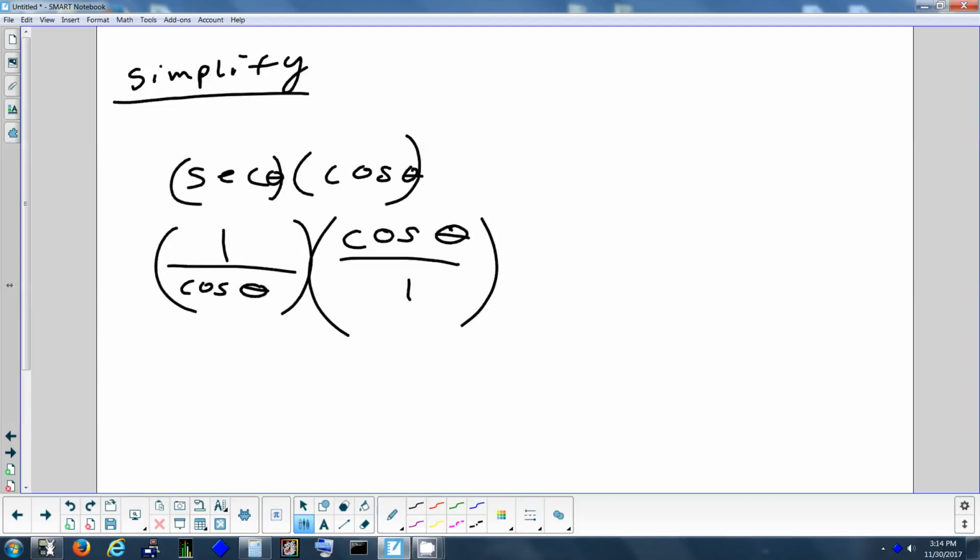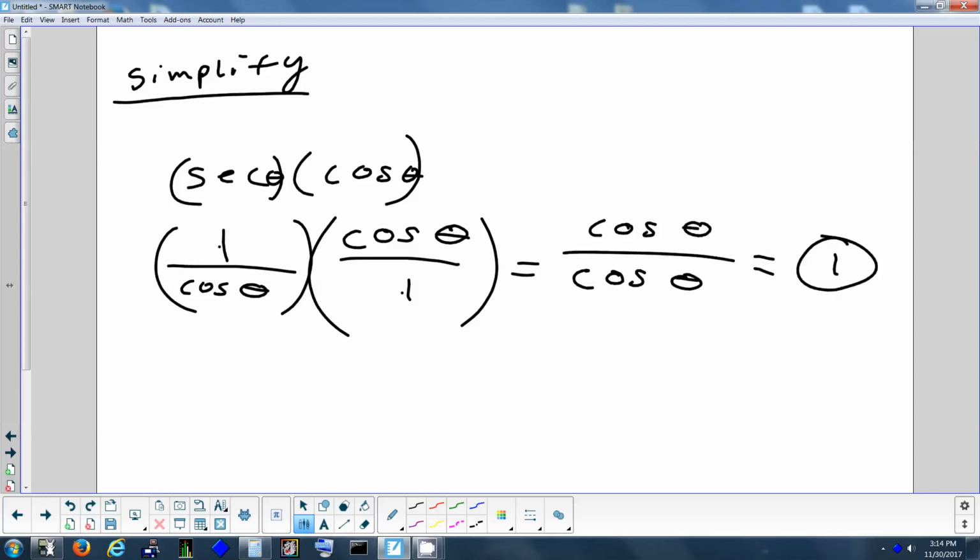And now we're going to multiply straight across. What's 1 times cosine? Cosine. And what's cosine times 1? Cosine. And now we're dividing two things that are the same, and this is exactly the same as if you divided two numbers that were the same. So just 1. So the answer to that particular problem just comes out to 1. And that's it. Okay, any question on that?